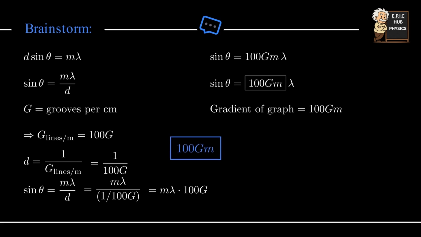What did we do? We started from the diffraction grating equation, d sine theta equals m lambda. Then we rearranged it to make sine theta the subject because it is plotted on the vertical axis. Next, we expressed the slit spacing d in terms of the grating line density g. Since g was given in grooves per centimeter, we converted it into lines per meter and obtained d equals 1 divided by 100 g. Finally, we substituted this expression into the equation and compared it with the straight line form to identify the gradient.